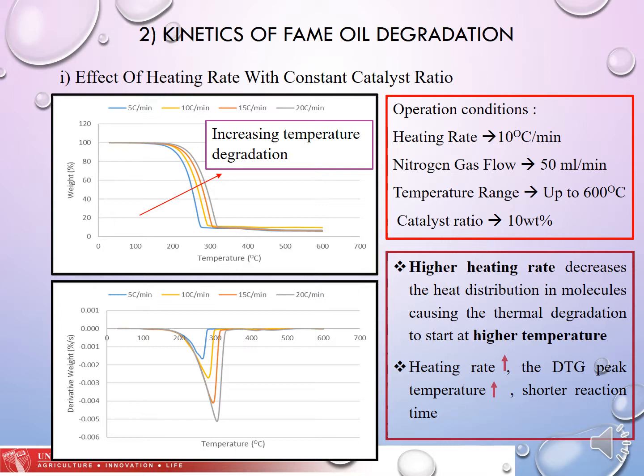Next, moving on to the next finding, which is the kinetics of FAME oil degradation. First, we tested the FAME oil at different heating rates with a constant catalyst ratio. So 10 weight percent of catalyst was used with different heating rates such as 5, 10, 15 and 20 degrees Celsius per minute. As you can see, when the heating rate increases, the degradation temperature increases as well, which indicates that a shorter reaction time is needed to complete the reaction.